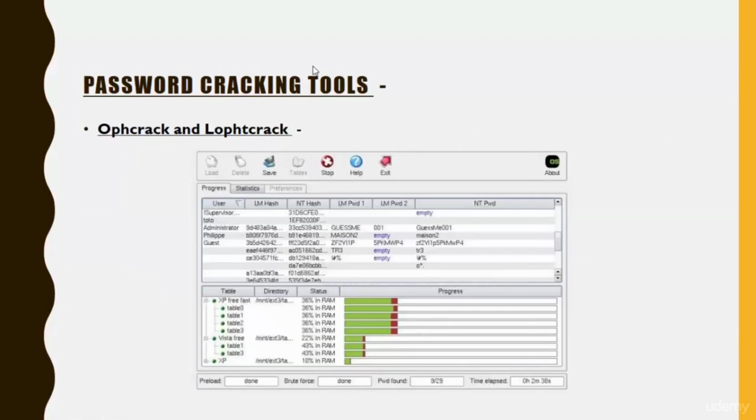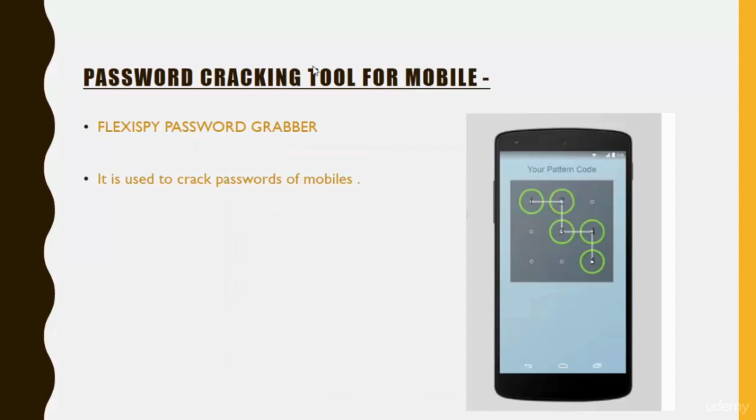Password cracking tools: OphCrack and LophtCrack. We have tools like OphCrack and LophtCrack which we can use to copy the information of the SAM file. You cannot do it manually, as we have seen, but you can do it with these tools to gather information.